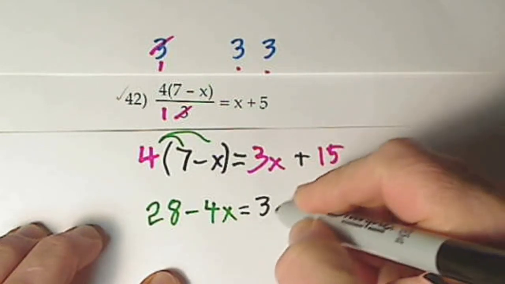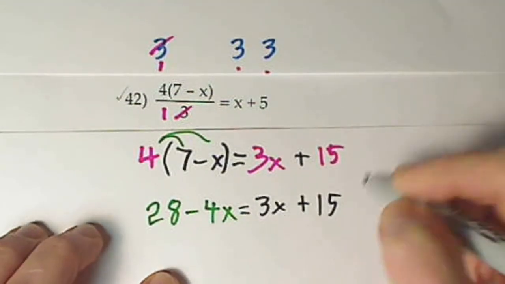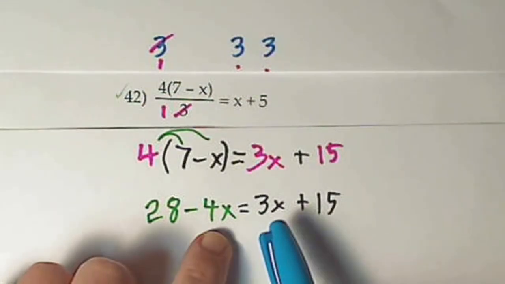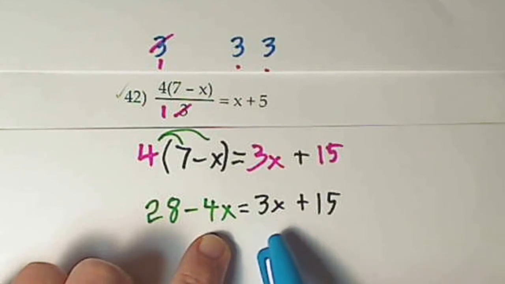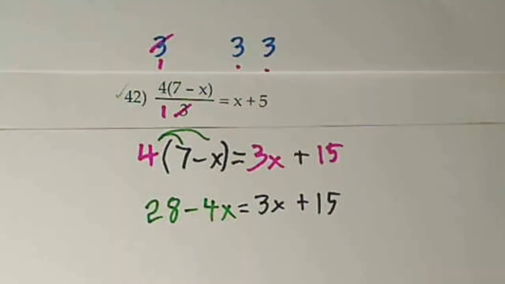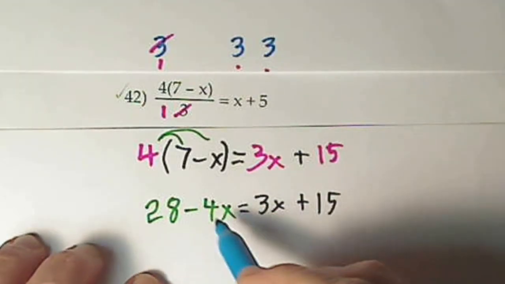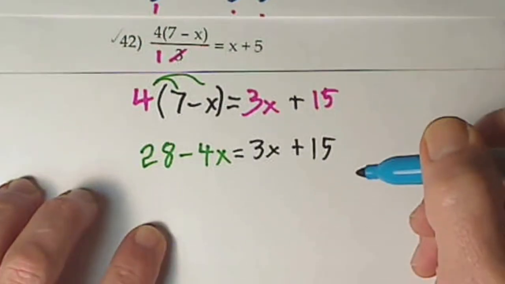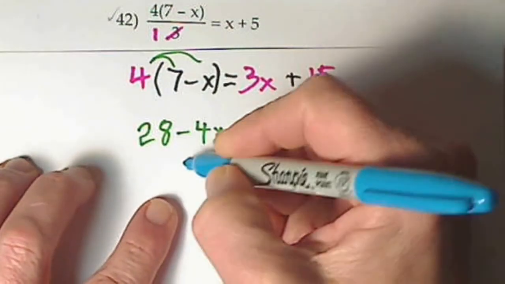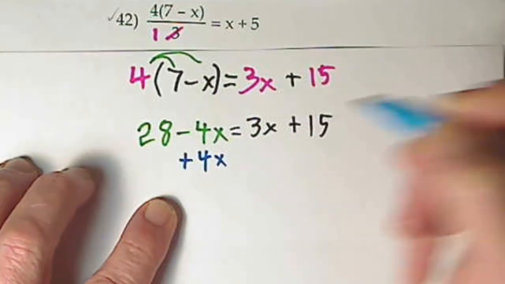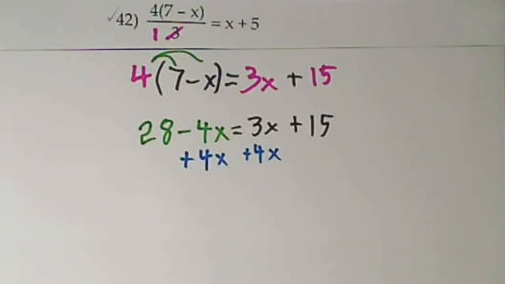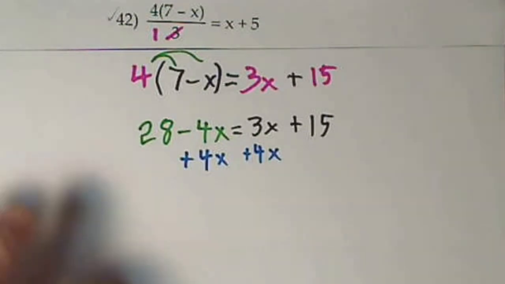And you just bring down the 3x plus 15. Okay, now you have to get rid of one of these x terms. So if we get rid of the negative 4x, we'll have positive x values, so that'll be my preference. Negative 4x is held here by addition or subtraction, so I use addition or subtraction to get rid of it. I'll put plus 4x and plus 4x on each side. Then simply draw a line, bring everything down.